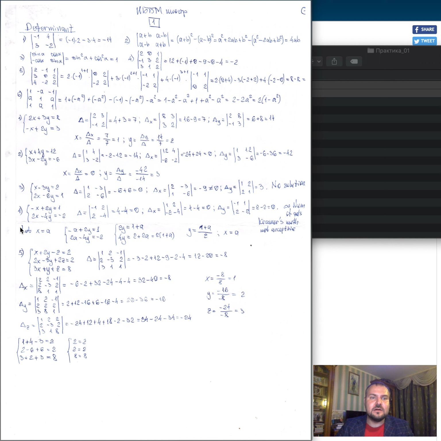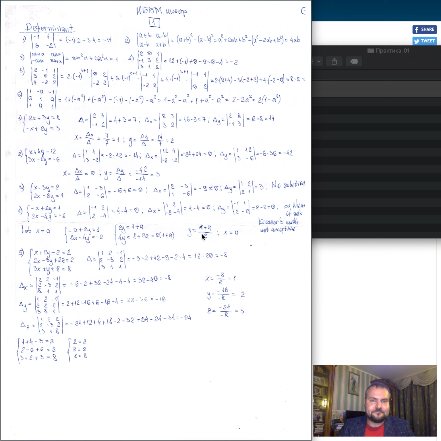Another way is to calculate this example. Minus 1x plus 2y equals 1. 2x minus 4y equals minus 2. Here we get the main determinant equal to 0. The determinant for x will be equal to 0. The determinant for y will also be equal to 0.